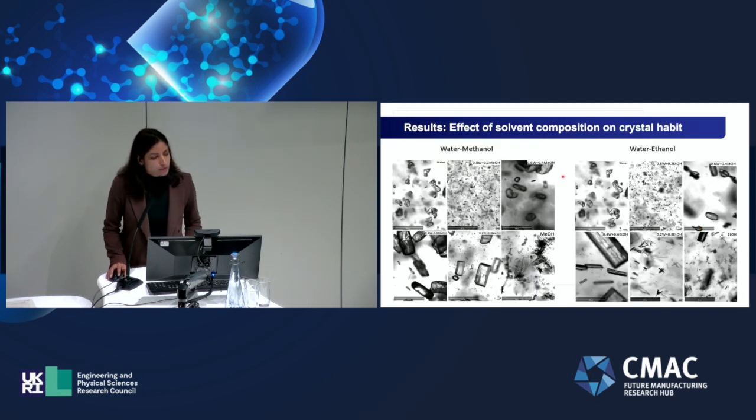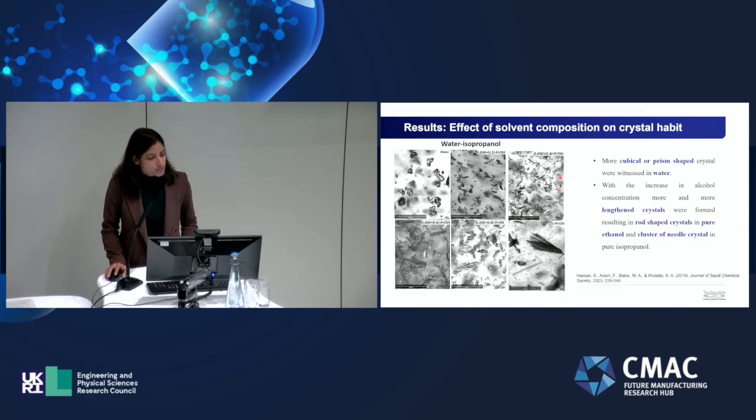These are the images taken during pooling crystallization experiments, again in different solvent systems. Here we can see that in water, more cubic shaped crystals were formed, and with an increase in alcohol concentration, more elongated crystals were formed, resulting in rod shaped crystals in methanol and ethanol. And similarly for the water isopropanol solvent system, initially in water, more cubic shaped crystals were formed. With an increase in isopropanol, more elongated crystals were formed, and in pure isopropanol, clusters of needle-shaped crystals were formed.